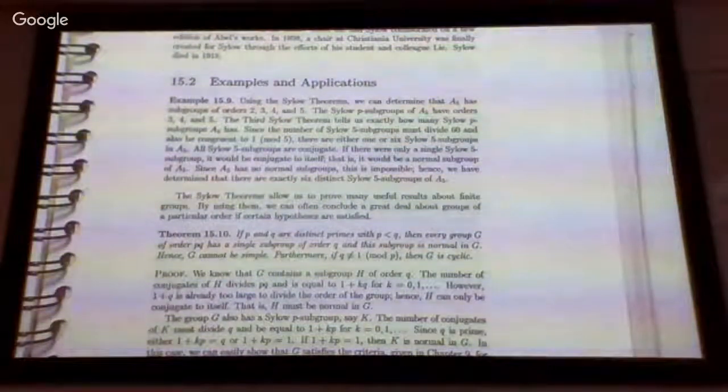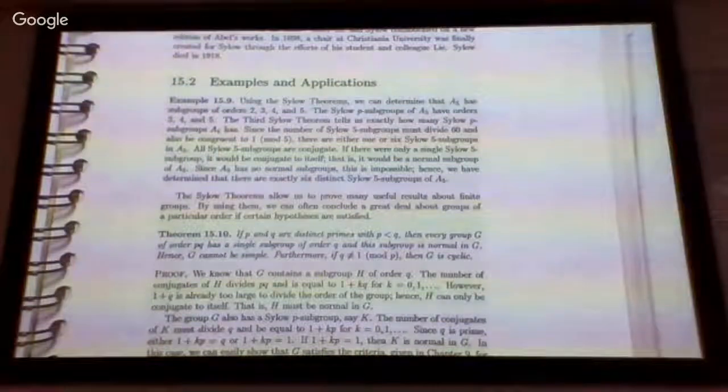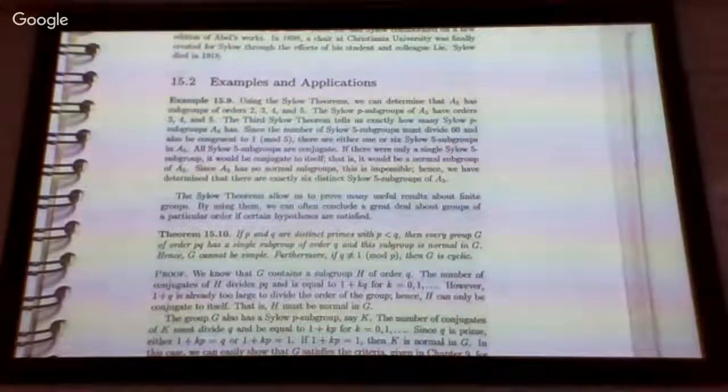So in that situation, we get exact knowledge about the number of Sylow p subgroups. So it has 6 different subgroups of order 5.